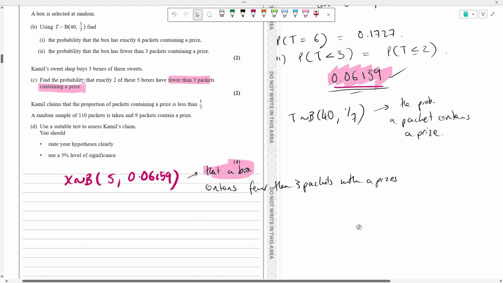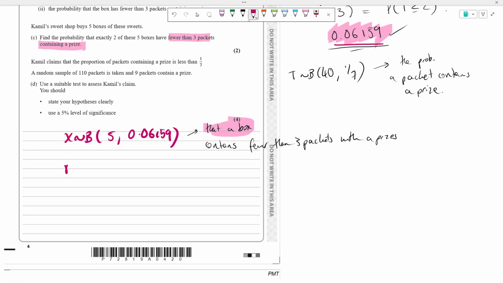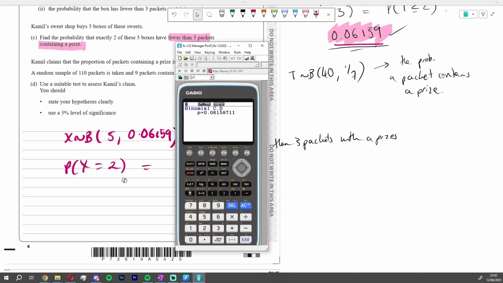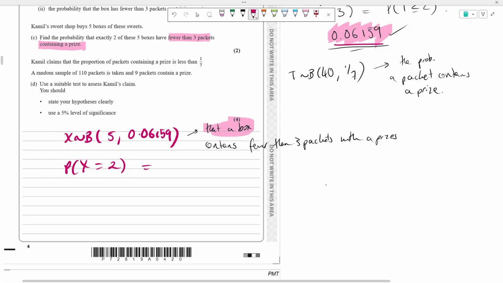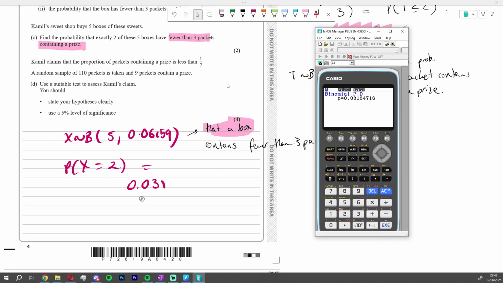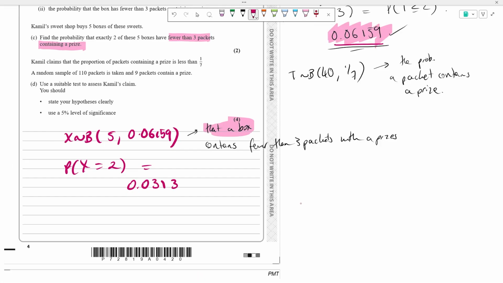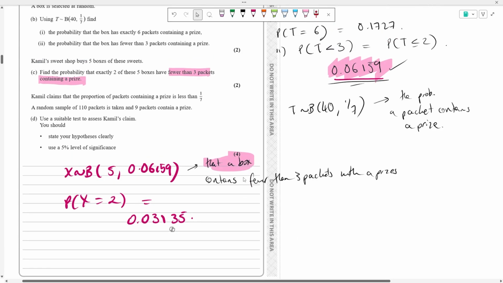Well, part C is just asking for exactly 2, so what you're going to do is the probability that X is equal to 2. Okay, we're going to go into our calculator. Use binomial PD, 2, 5, 0.06159. Obviously, the more decimal places, the better. But using that probability, that gives you 0.3135, sorry, 0.3135. Cool.